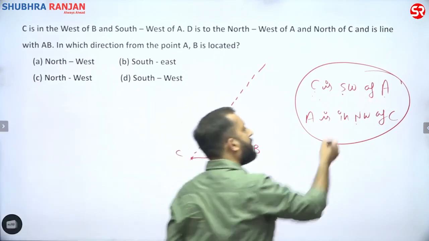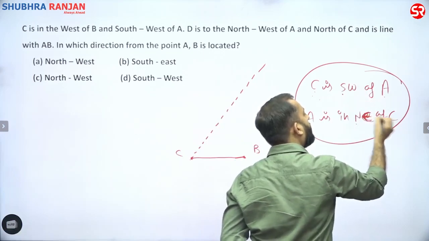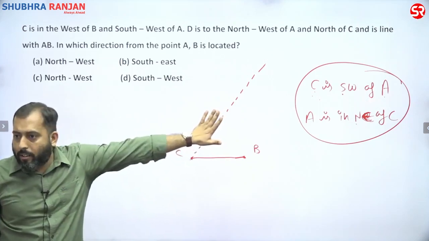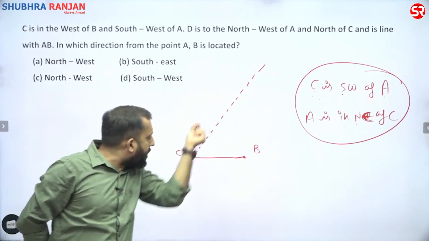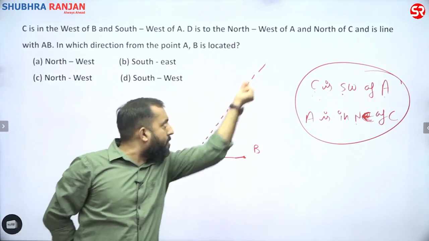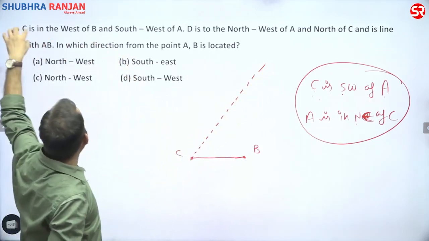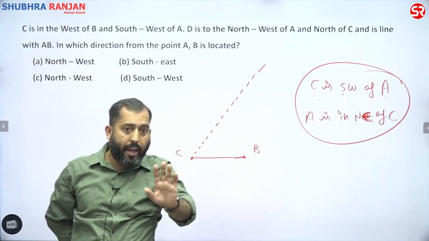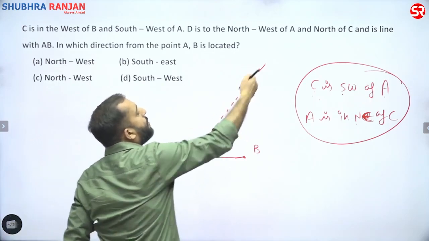Sorry, northeast. Absolutely correct. Northeast. Okay. So is this clear? This diagram. See, this is northeast of C. So point A will lie somewhere on this line. But with the help of this one single statement only, I cannot define the position of A yet. So just remember that A will lie somewhere on this line.